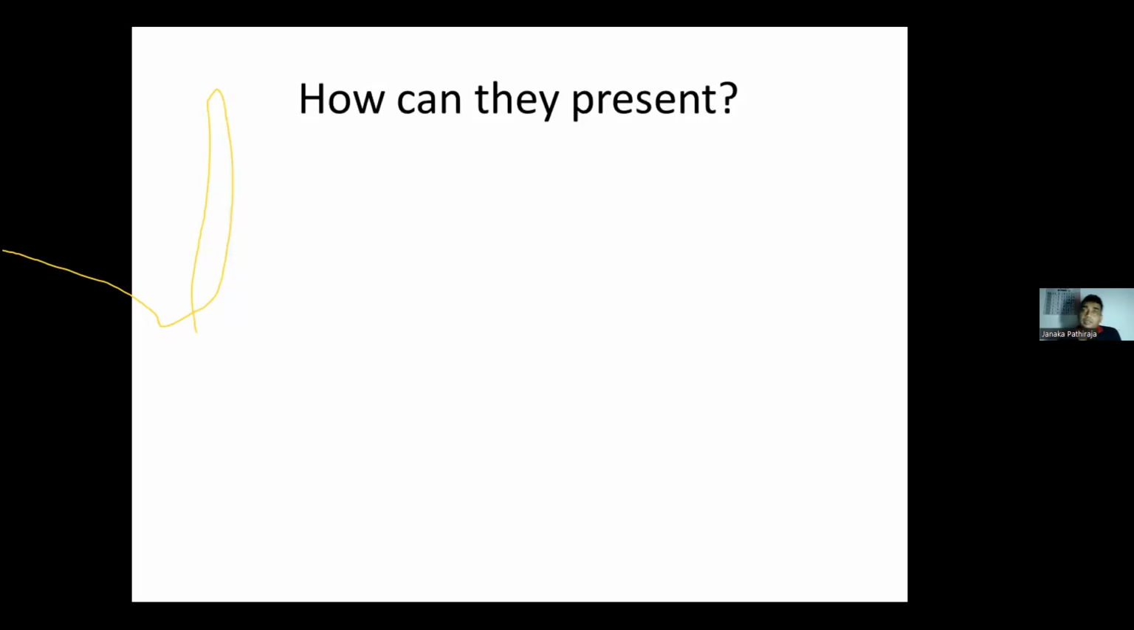So, okay, then this is the classification. I think most of you are in CCUs or the cardiology ward or cardiology unit. So how can they present? Somebody with bradycardia, what are the presentations? How can they present? Pre-syncope, syncope, shortness of breath.